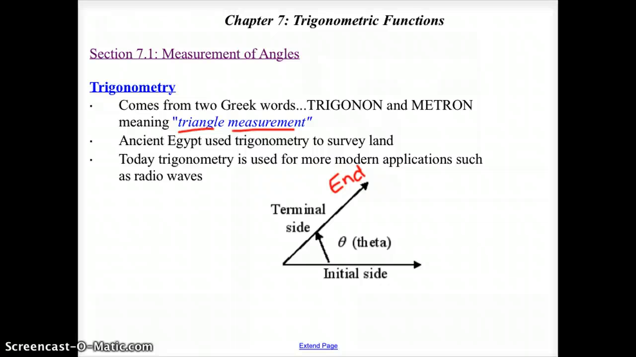In an angle, you have what we call the initial side. That's the side that you start with. Then you have what we call the terminal side, and that's the side that you end with. When we do not know the degree of an angle, we can label it with theta. And what theta is, it's a Greek symbol. It's a circle with a line through it.